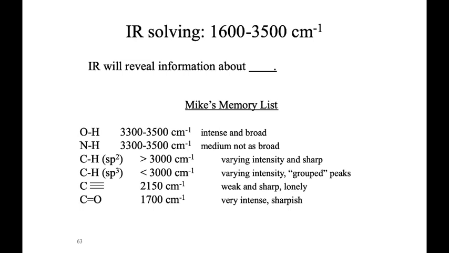So these 6 things should be memorized. Notice there's the triple bond. What did I say the triple bond was to? We don't know. It doesn't matter. It could be carbon or nitrogen. It's still going to show up around 2150. What else shows up in the 2150 range?